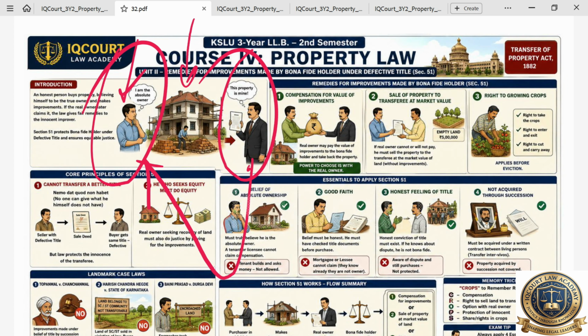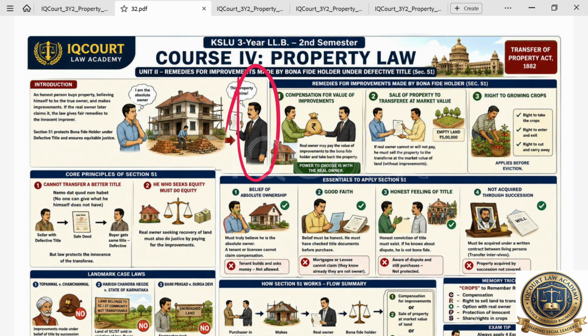Or he should sell the property at the market price. If the real owner says, I can't pay for the improvement, the construction you have done, in that case he has to sell the land to this person, the bona fide holder under defective title. The essentials for section 51 are belief of being the real owner: he thought that he was the real owner, good faith should be there, honesty should be there, and he must not have acquired it through a will.